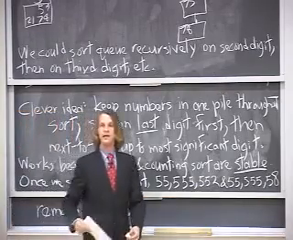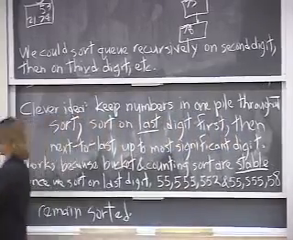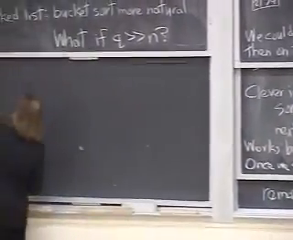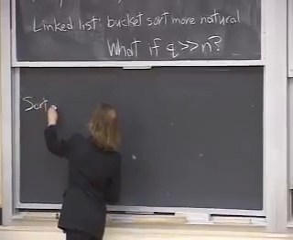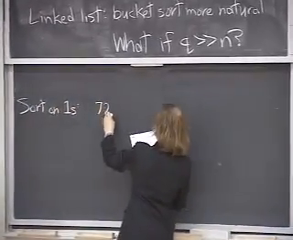So let me demonstrate this by sorting a bunch of 3-digit numbers. So suppose I first sort on the ones digit. Then I wind up with these numbers.